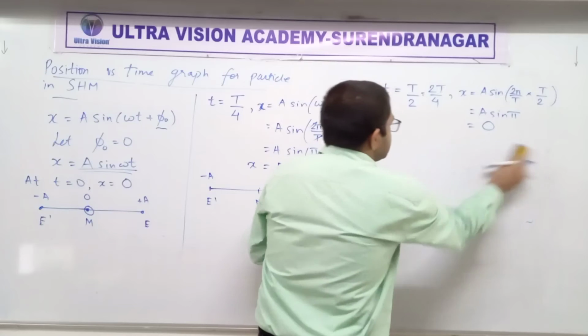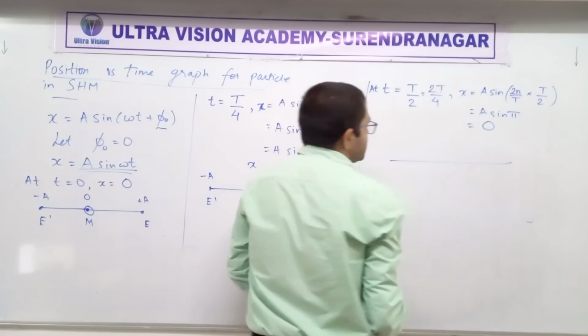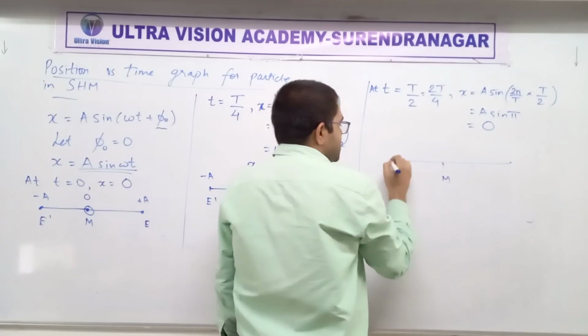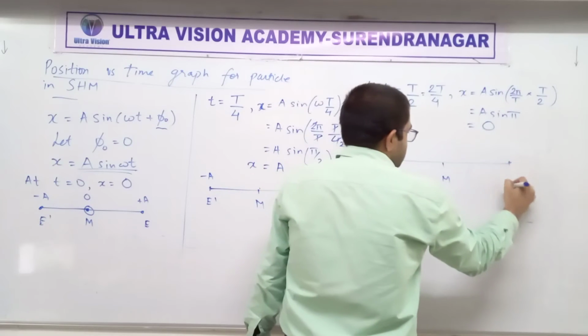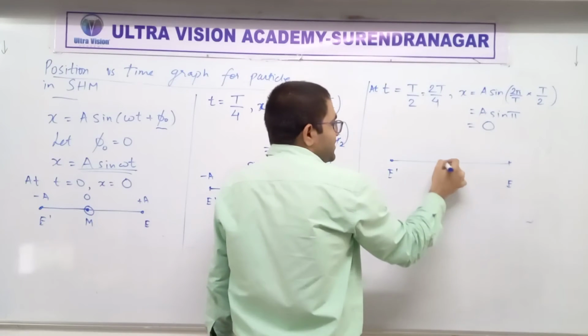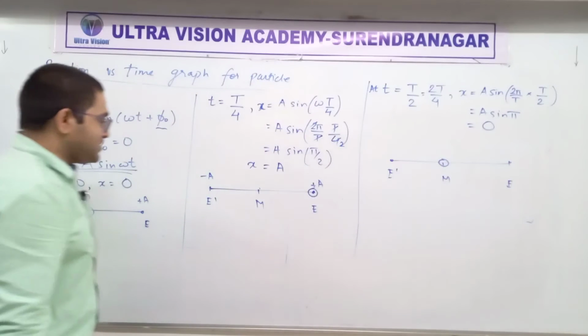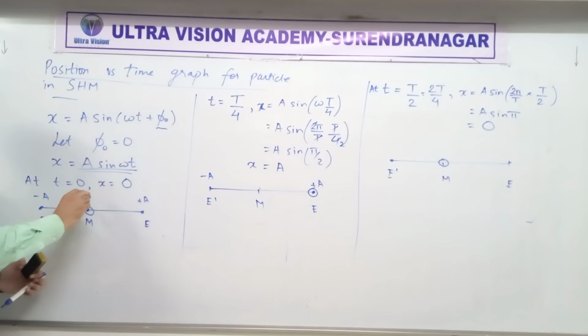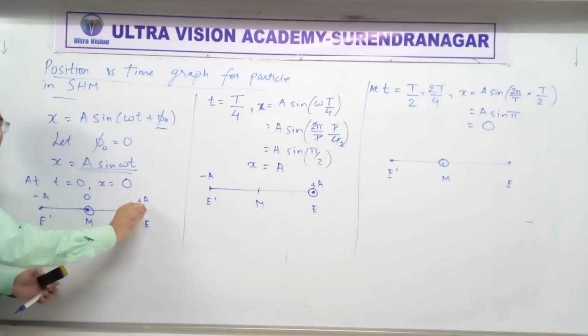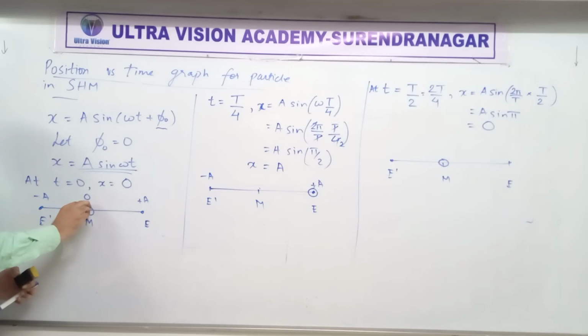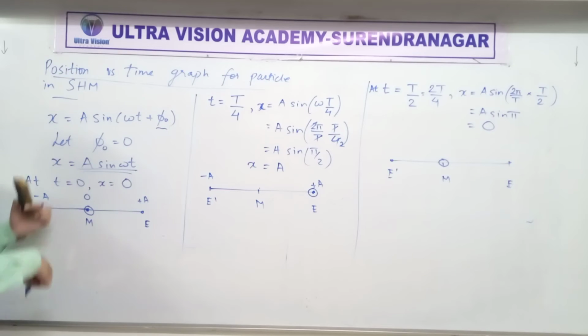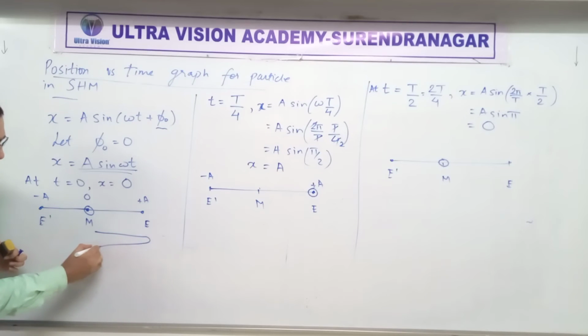So here, mean position, end positions, right. So x is 0. That means the particle is here. Can you imagine already how the particle is moving? At t equal to 0, it started here. Then it went towards the right side, t equal to T by 4. Then it came back, t equal to T by 2. Understood the journey so far? Went like this and back.